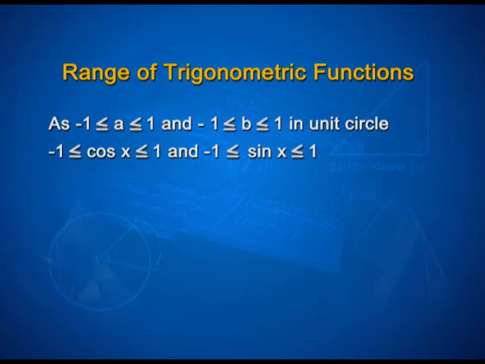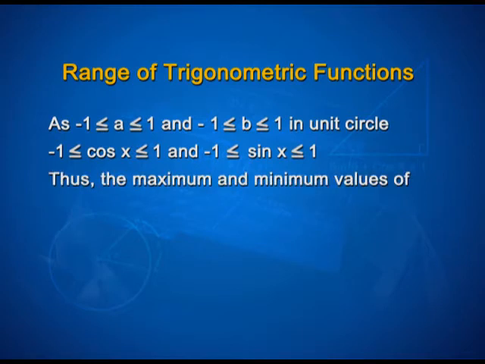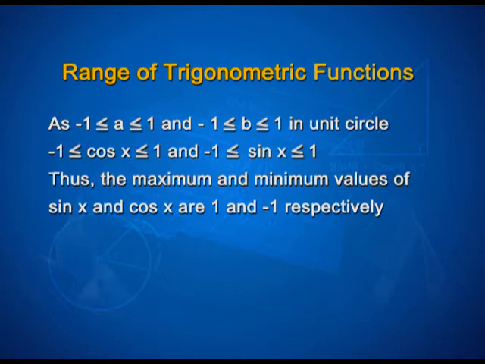As minus 1 is less than or equal to a is less than or equal to 1 and minus 1 is less than or equal to b less than or equal to 1, in unit circle, cos x will lie between minus 1 and 1 and sin x also will lie between minus 1 and 1. That is, minus 1 less than or equal to sin x less than or equal to 1. Thus, the maximum and minimum values of sin x and cos x are 1 and minus 1 respectively.